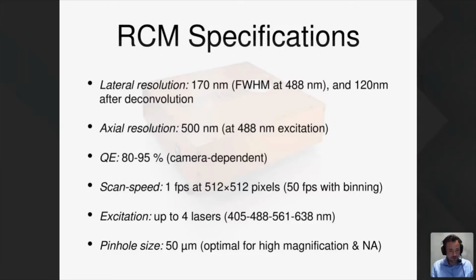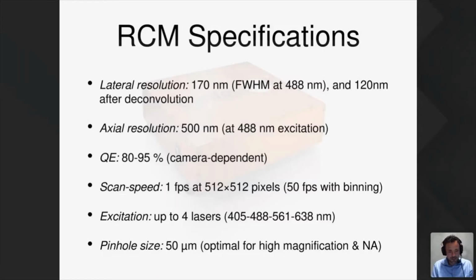The quantum efficiency is camera dependent. The nice thing about our system is that you can choose which camera you want, and it's anywhere between 80 and 95%. Then we have the scan speed, which is about 1 frame per second at 512 by 512. And if you decide to crop the field of view very much, then you can also improve the speed and therefore go up to about 50 frames per second.